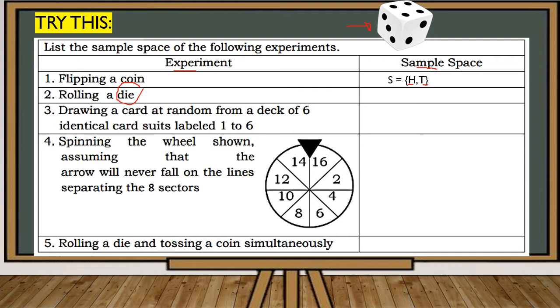Okay? So what is the sample space when rolling a die? What do you think are the possible outcomes when you roll a die? What are the possible outcomes that will occur? So of course, we have here the number of spots. We have 1, 2, 3, 4, 5, 6. These are the number of spots. Of course, when you roll a die, the possibilities, the outcomes that would appear is either you will get 1 spot, 2 spots, 3 spots, 4 spots, 5 spots, 6 spots.